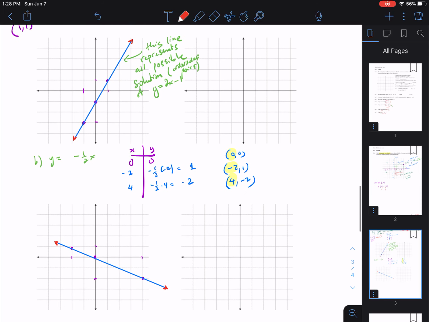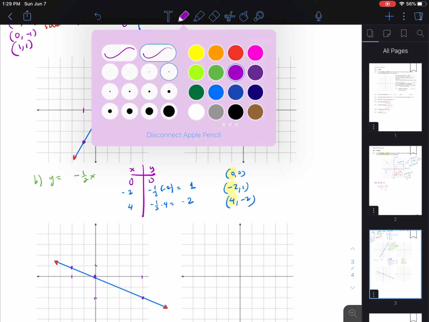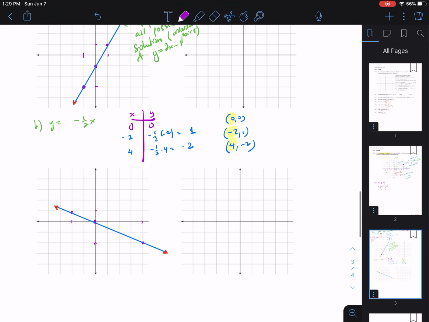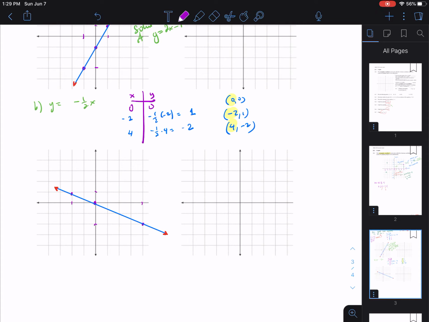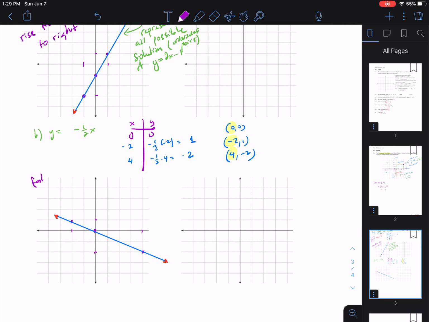So notice this line in part A compared with part B here. You see how this line rises from left to right, and here in part B, it falls from left to right. So we can say it rises from left to right, and here it falls from left to right.